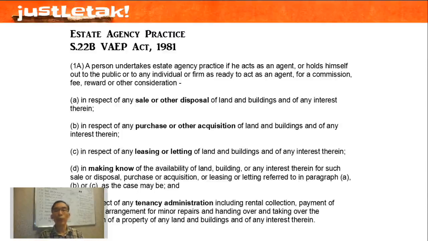And even though it is an advertising effort, there is no collection of fee, and no promise on an offer to purchase or to rent the property. Advertising is already construed as the carrying out of estate agency practice.